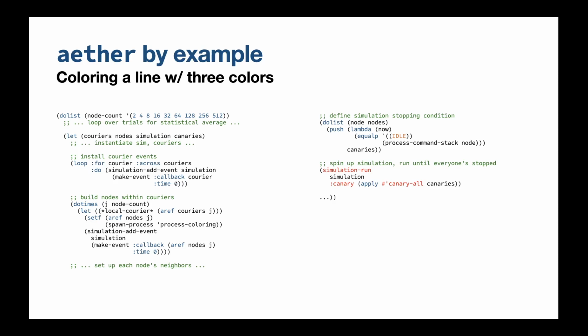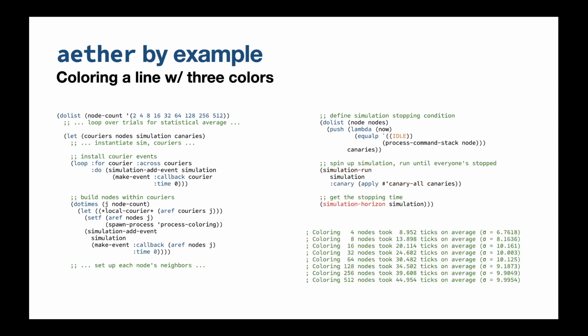And with that in place, I can then run the simulation and process these continuations until I meet the termination condition. And once that happens, I can inspect the horizon slot of the simulation because that'll tell me the stopping time, the amount of time that it took to run the whole algorithm to completion. And then maybe I'll wrap this whole thing in some kind of statistical average loop to get some expected runtimes out and see what happens.